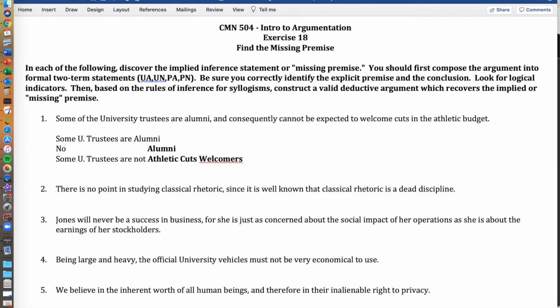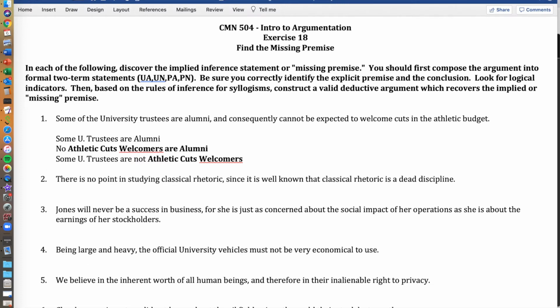So we would have athletic cuts welcomers are alumni. So no athletic cuts welcomers are alumni. Or you could say, of course, by converting that missing premise, no alumni are athletic cuts welcomers. And that would be a logically equivalent statement, and also then an equally correct answer. So there's the missing premise for number one.